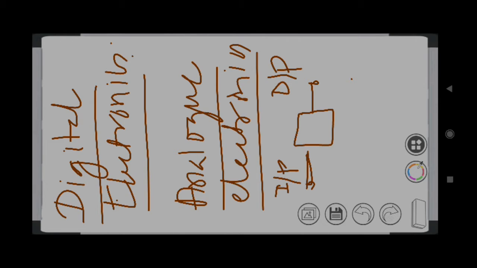Whatever electronics we have studied so far is analog electronic circuits. Now we are going to study digital electronics, or digital electronic circuits. So what is digital electronics?